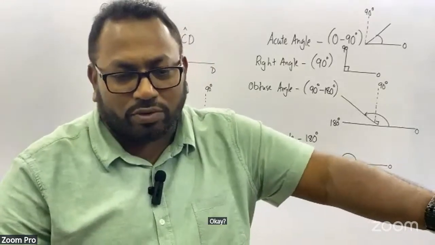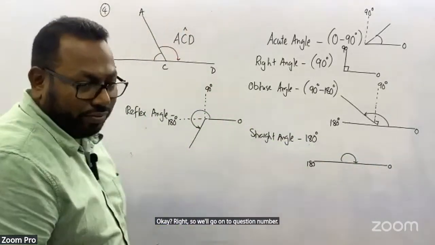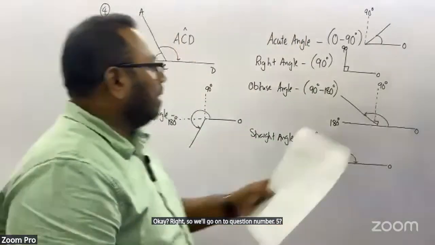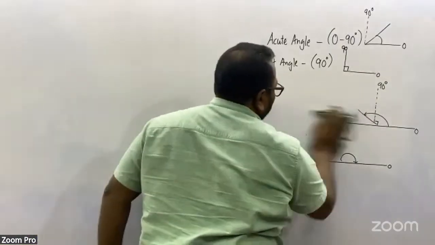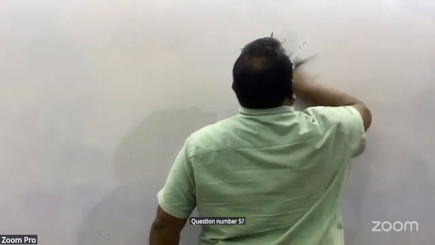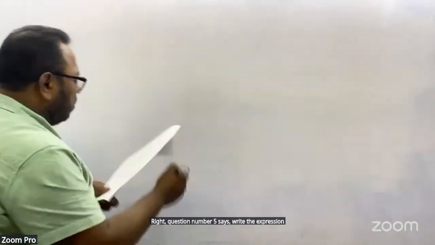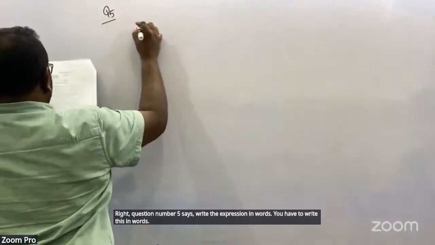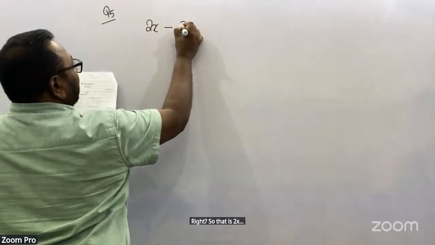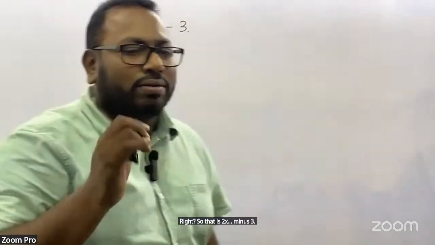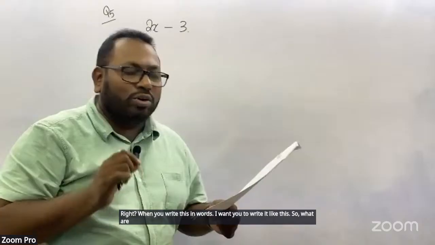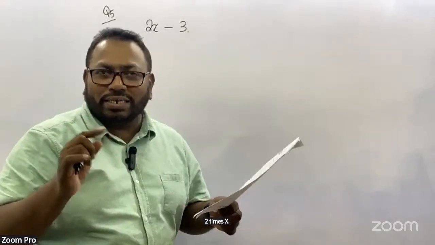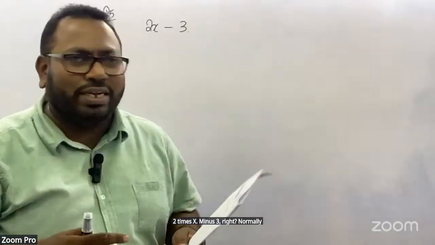Okay. Right. So we'll go on to question number 5. Question number 5 says, write the expression in words. You have to write this in words. Right. So that is 2x minus 3. When you write this in words, I want you to write it like this. So what are they saying? 2 times x minus 3. Normally, if somebody looks at it, you will write it like that.